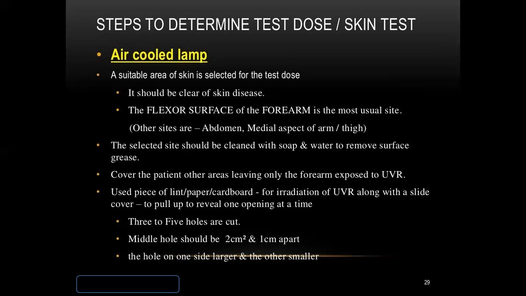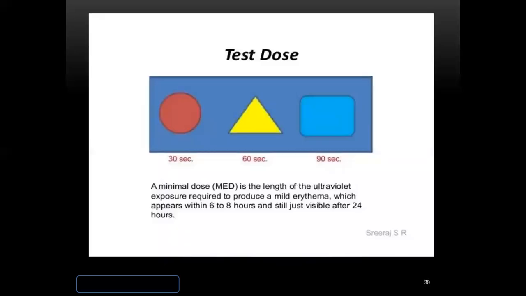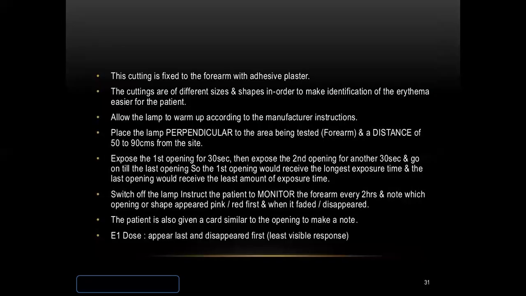The hole on one side larger and the other smaller. Here are the test dose. The minimal dose, MED, is the length of the UVR exposure required to produce a mild erythema which appears within 6 to 8 hours and is still just visible after 24 hours. This cutting is fixed to the forearm with adhesive plasters. The cuttings are of different sizes and shapes in order to make identification of erythema easier for the patient.